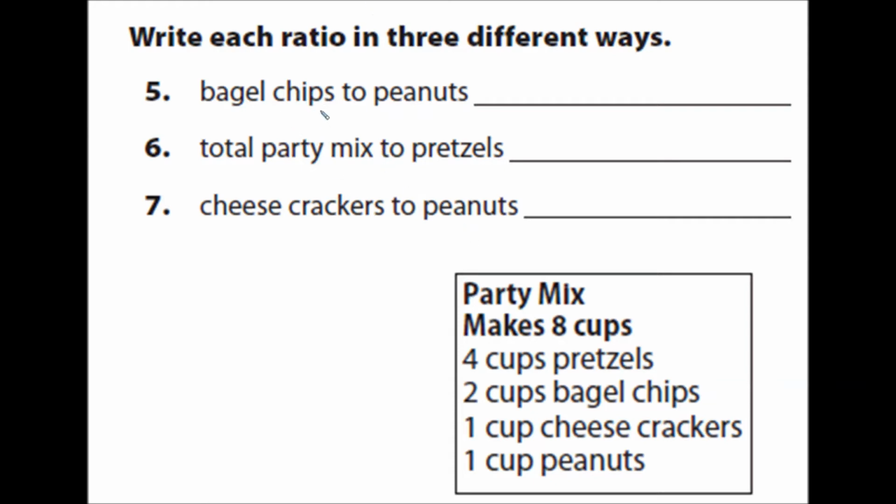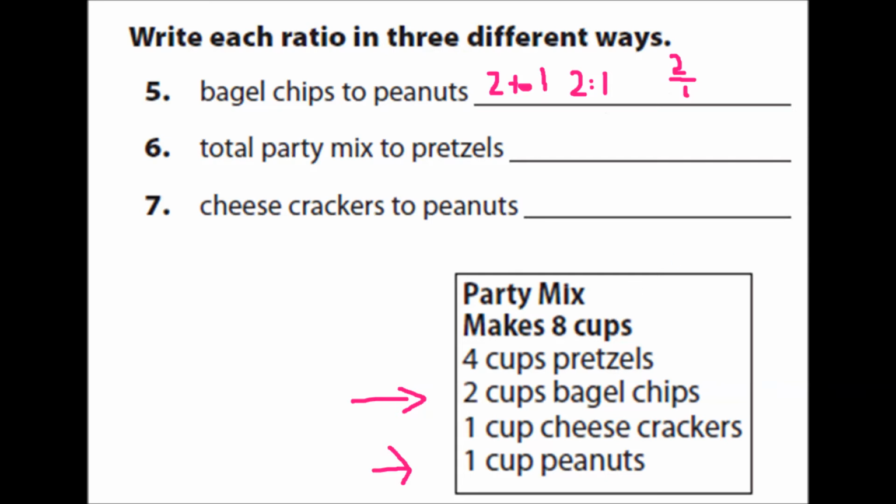Okay, so we're going to write down ratios for these different quantities in three different ways. The first one says bagel chips to peanuts. So we have 2 cups of bagel chips and 1 cup of peanuts in one recipe of party mix. That means the ratio between bagel chips and peanuts is 2 to 1. It can be written like this, but it can also be written like this with a colon. And it can also be written like this as a fraction. So 2 to 1, 2:1, and 2 over 1.